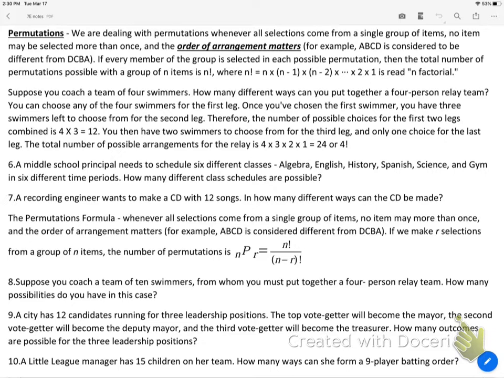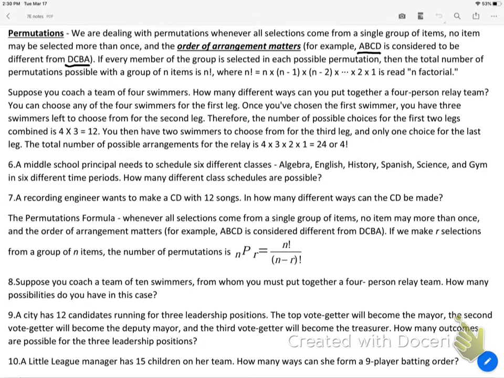The order of arrangement matters. In other words, how many ways can I move around the letters A, B, C, D? So A, B, C, D is considered to be different from D, C, B, A. Now with combinations, it's the same four letters, but arrangement doesn't matter, okay? We'll look at that later. But with permutations, order does matter.